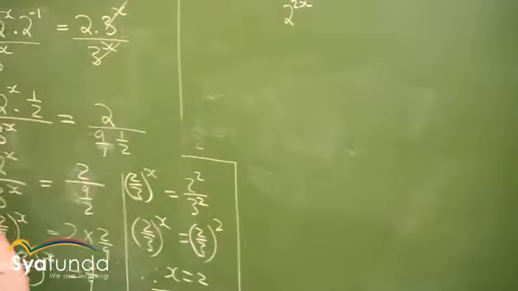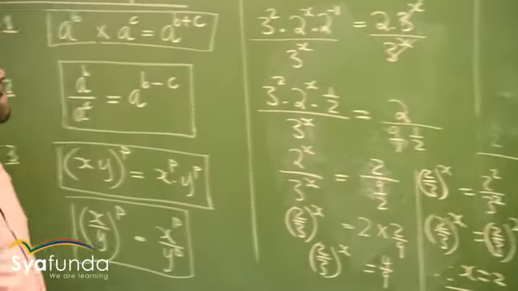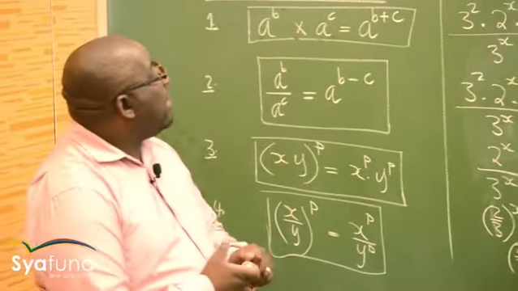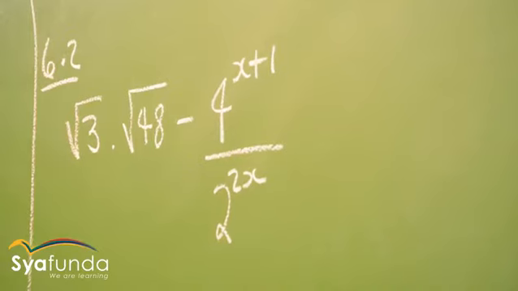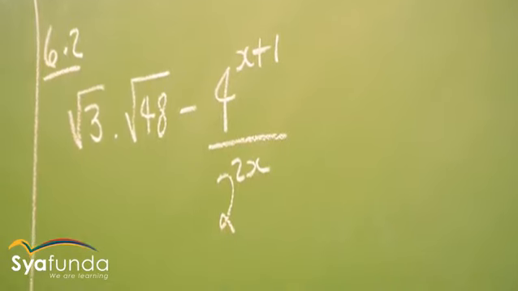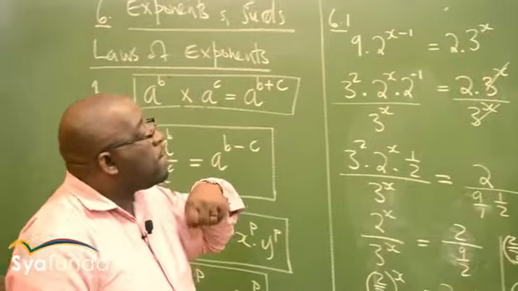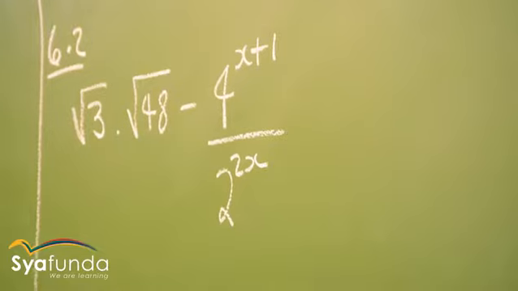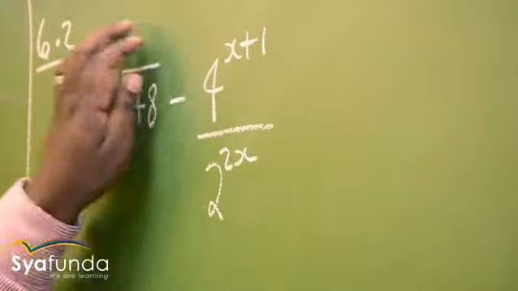Right, let's look at this next one. This includes both the exponents and surds. This was just only the exponents. Where there are square roots and cube roots, we call them surds. Hence the topic, exponents and surds. Right, this one is in exponential form, surd form.